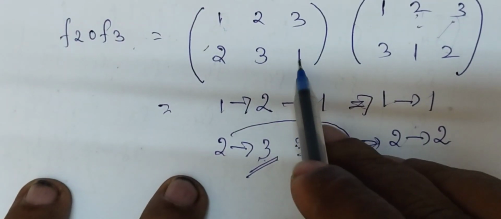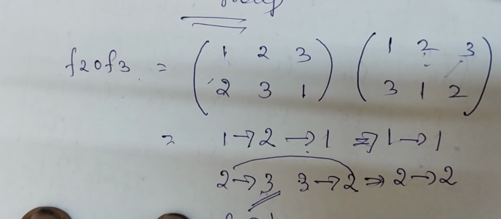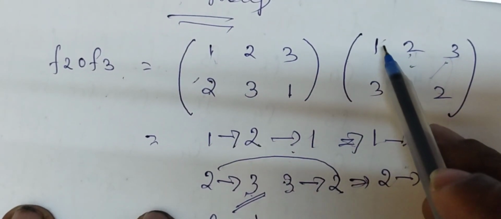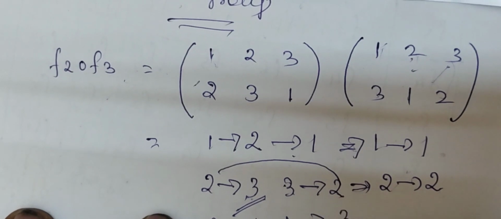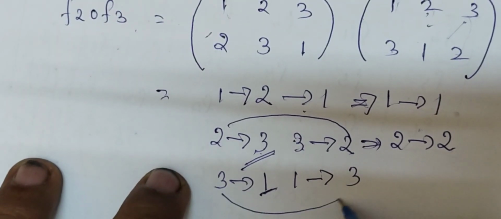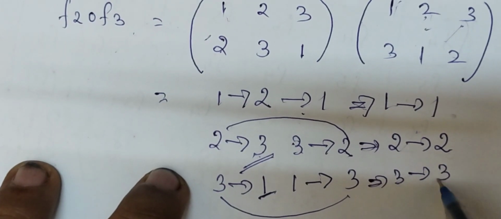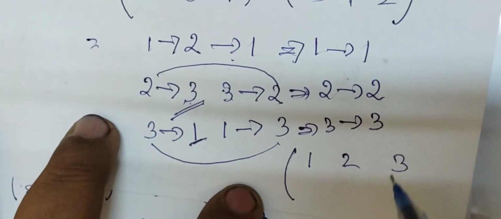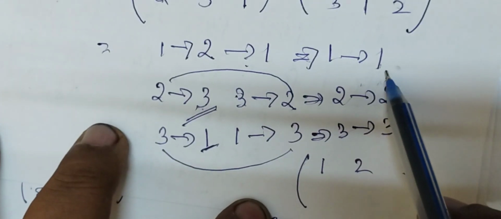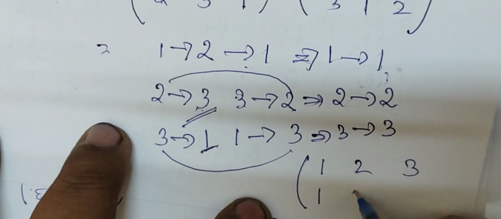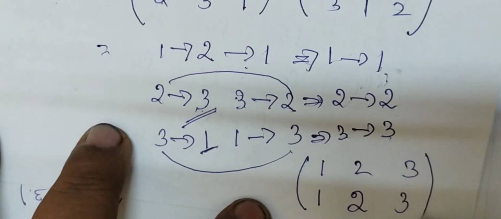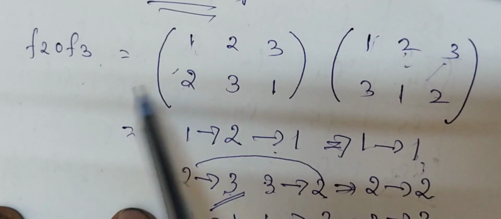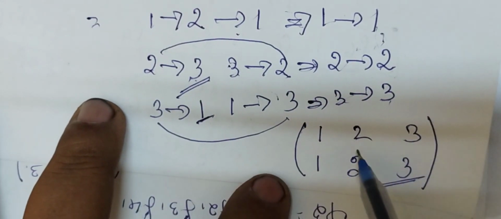Now the third one: 3 goes to 1. Then this ending point is 1, and you take that from the second one: 1 goes to 3. So the answer is 3 goes to 3. Therefore, first you write the values 1 to 3, then the corresponding values: 1 goes to 1, 2 goes to 2, 3 goes to 3. So in this way, we can find F2 composition F3. Similarly, we can find all the compositions by using these techniques.